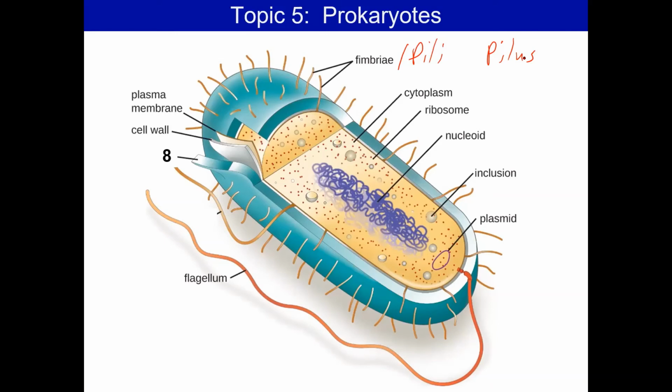And so that stuff on the outside is a capsule. Remember, there are other names for capsules. Sometimes they're called slime layers if they're more loose. Slime layers.